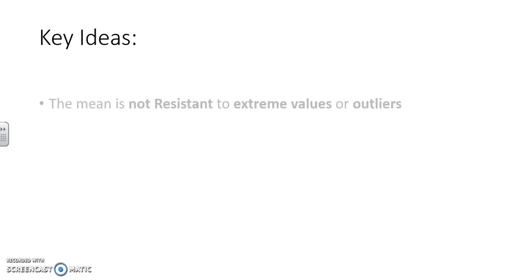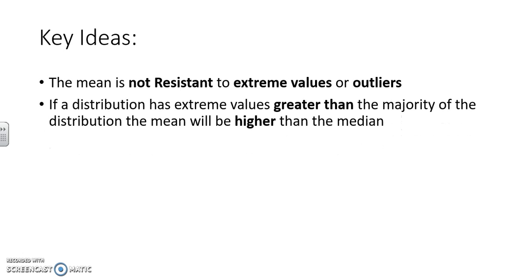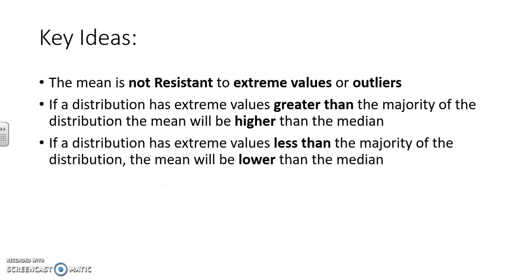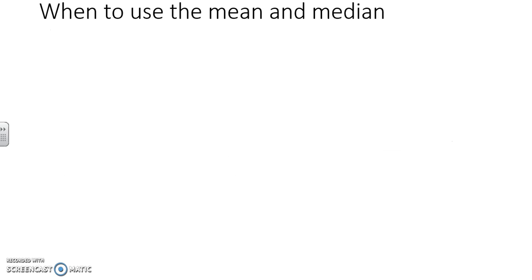So, key ideas. The mean is not resistant to extreme values or outliers. If a distribution has extreme values greater than the majority of the distribution, the mean will be higher than the median. If a distribution has extreme values less than the majority of the distribution, the mean will be lower than the median. The median is resistant to extreme values and outliers, and therefore we're going to use the median when we have those values come up.